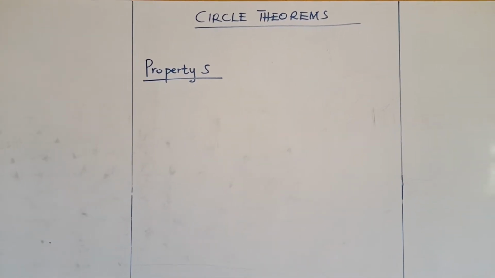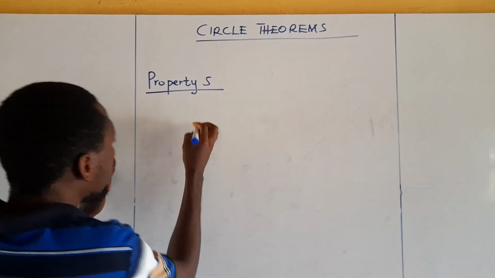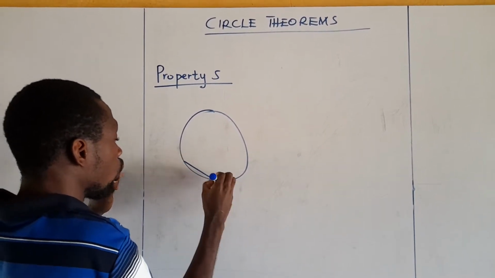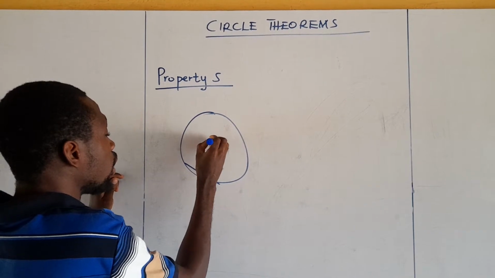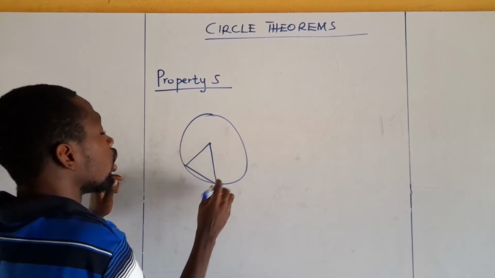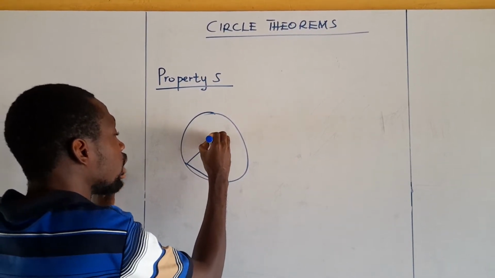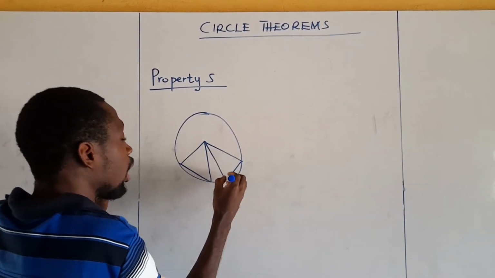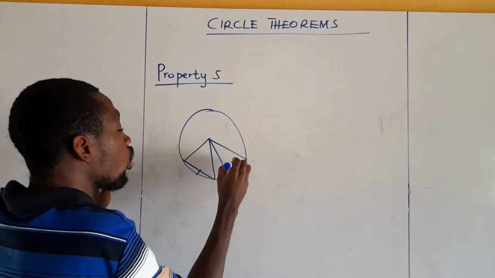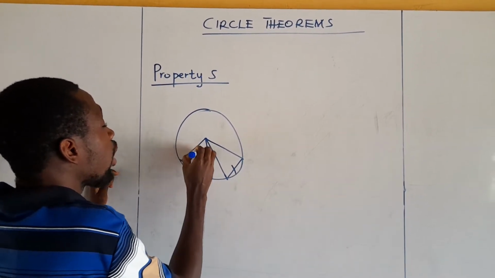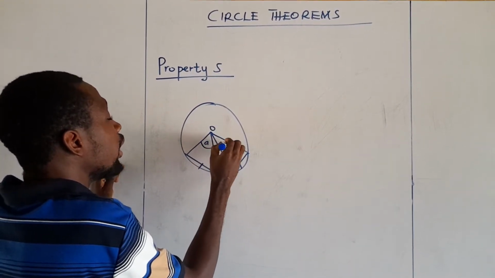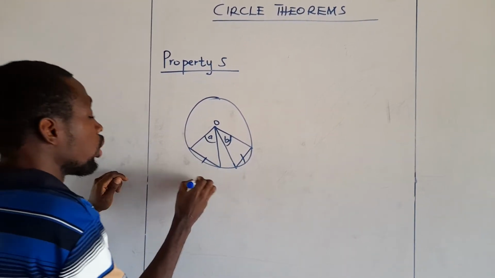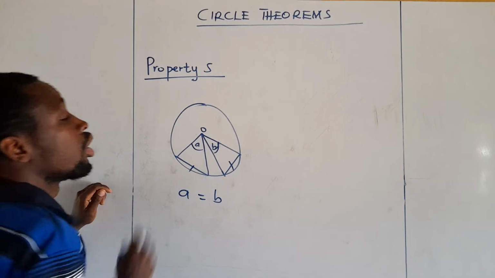So we looked at 4 of the properties. Let's talk about the 5th one here. The 5th one says that when we have 2 equal chords, and this is the center of a circle, and a chord sustains an angle at the center of the circle, and another chord again sustains an angle at the center of the circle, and the chords are equal, then the angles they sustain at the center of the circle will be equal. So we say A is equal to B.